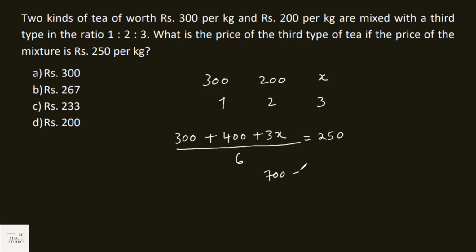So 700 plus 3X is 1500. X equals 1500 minus 700, 800 by 3. That would be 266.67 or 267 roughly, that we have in option B.